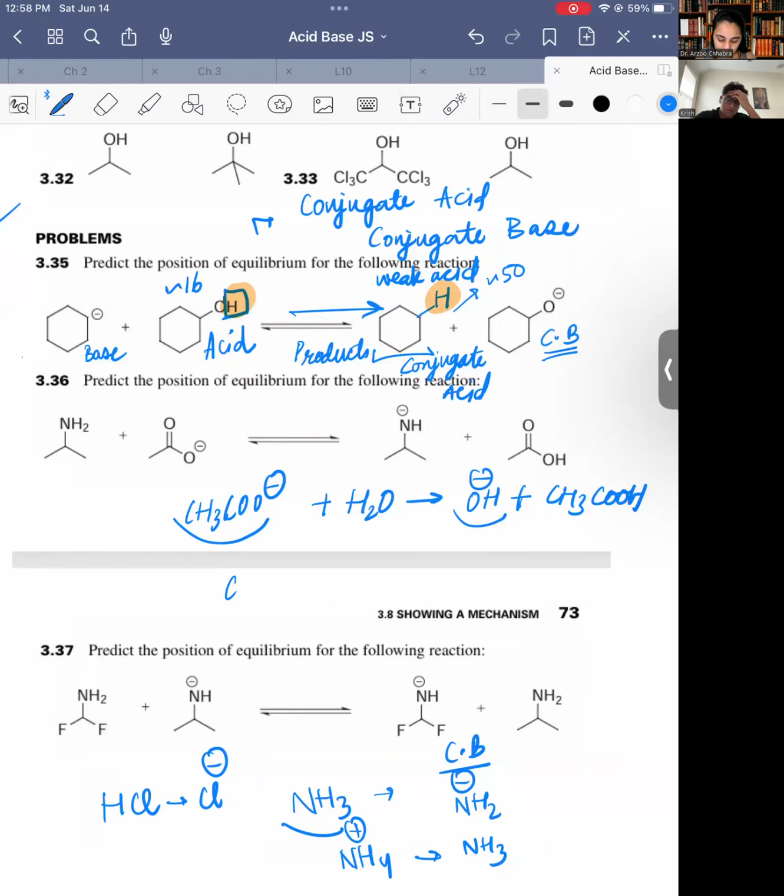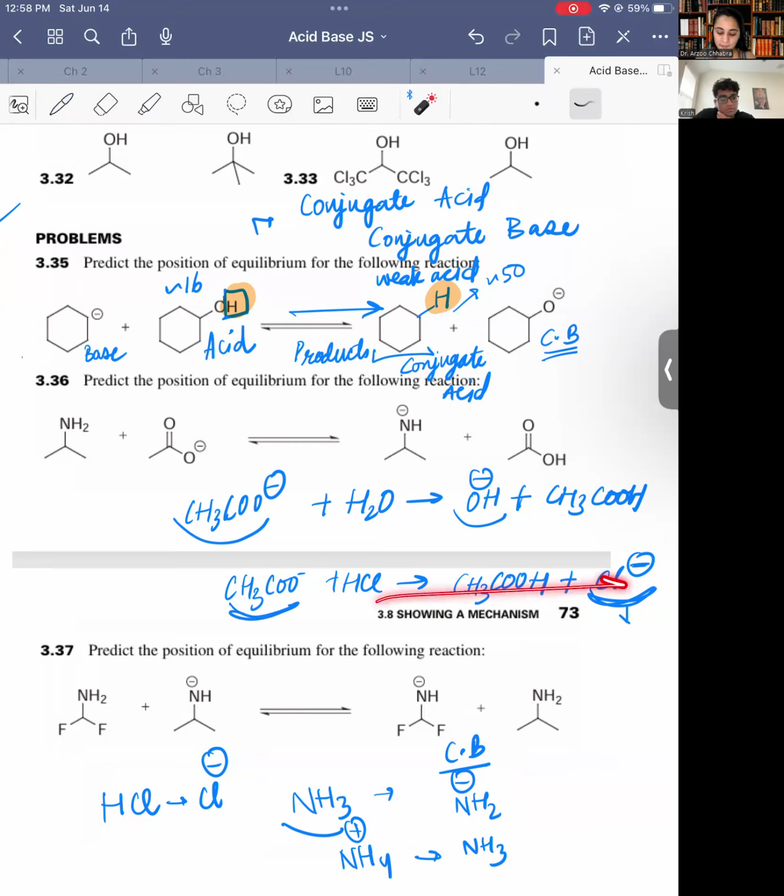Then we have CH3COO minus plus HCl. That's a neutralization reaction. Okay. So then we form CH3COOH and Cl minus. So that's the negative charge. This is the size atom effect, right? And that's a lot more stable compared to the acetate. That's why it goes in the forward direction. But this doesn't, because water is not acidic enough.